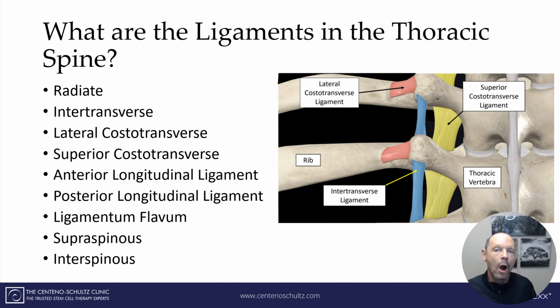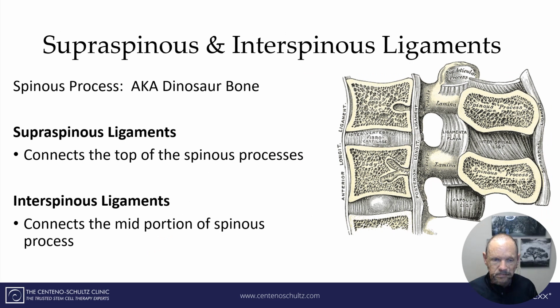So what are the ligaments in the thoracic spine? Suffice it to say that there are a large number of ligaments in the thoracic spine, and I've actually done a presentation about that, but these include the radiant, the intercostal, which is depicted here, the lateral costal ligament, the superior costal ligament, the anterior longitudinal, the posterior longitudinal. But what we want to really talk about is the supra and interspinous ligament. And I want to take a deeper dive into those.